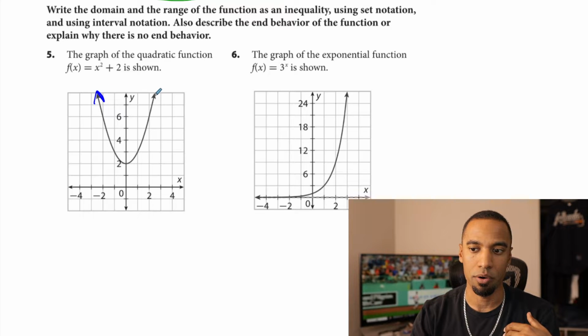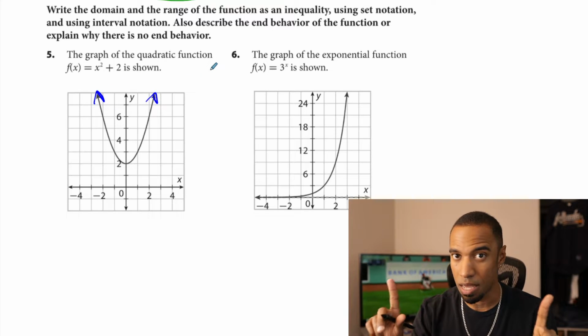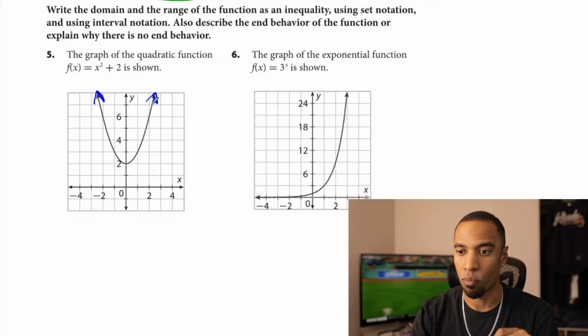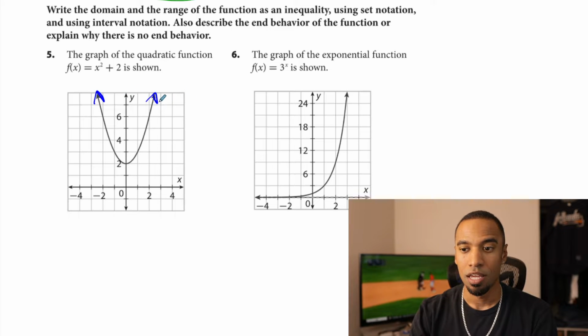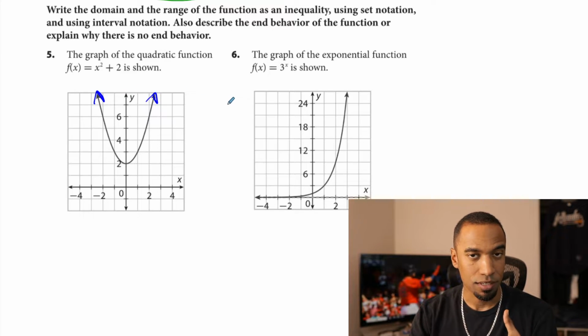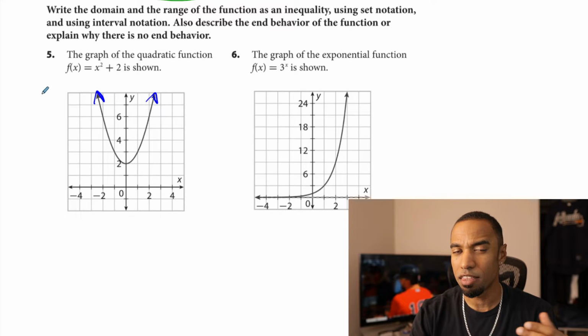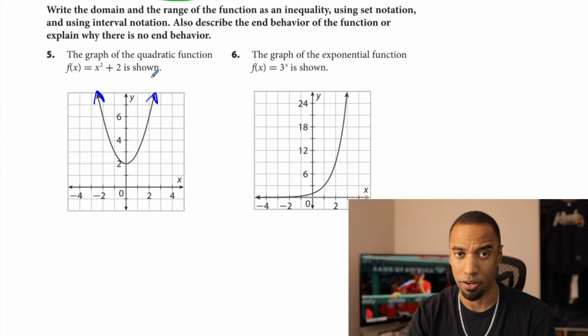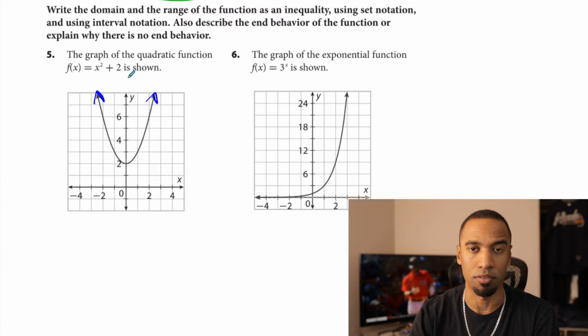Because the arrows point this way, and don't just think that means up, it also means up and right and up and left, then it is going forever right, and it is going forever left. Despite the fact that it's also going up very sharply, it is going right and left forever.